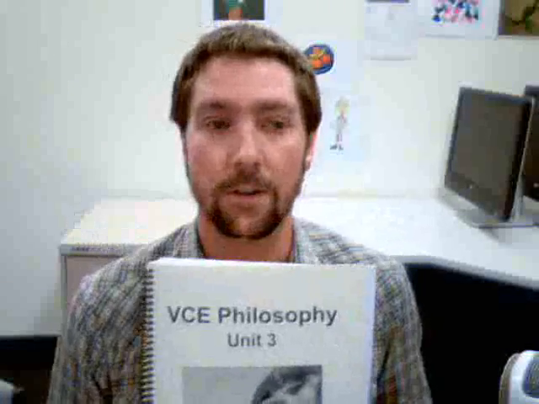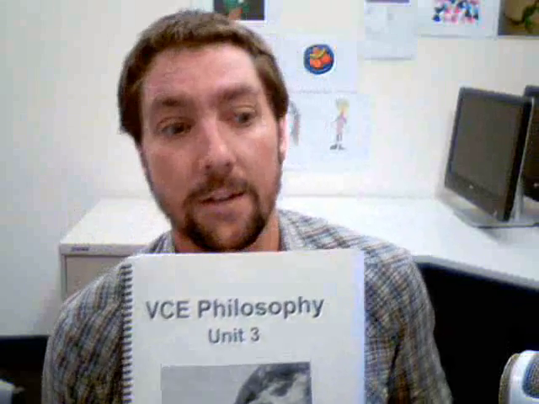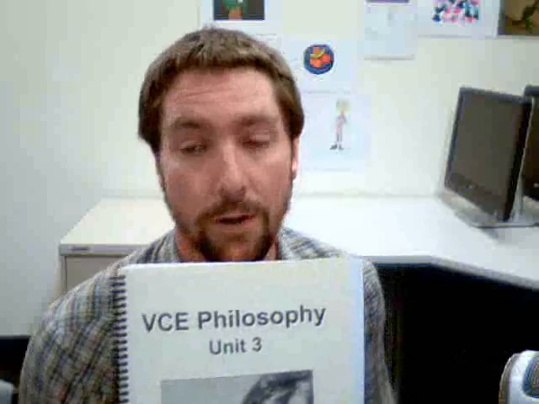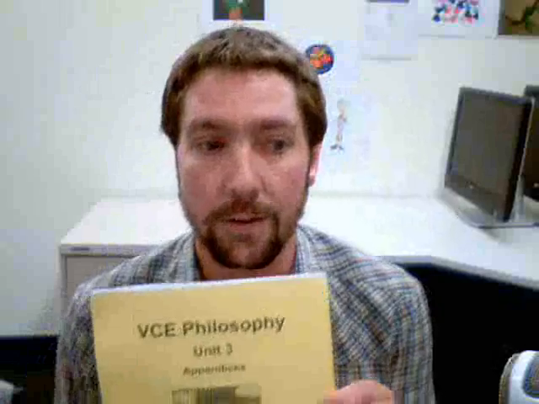Now, you should have received two booklets in the mail. There is the course booklet, the Philosophy Unit 3 course booklet. In this, you'll find all of the coursework and some commentary to take you through the coursework and activities as well. This other booklet is called the Appendices, and inside this booklet you'll find most of the set texts covered in Unit 3 Philosophy, except for one set text, which is the first one, and that's Socrates' Phaedo.